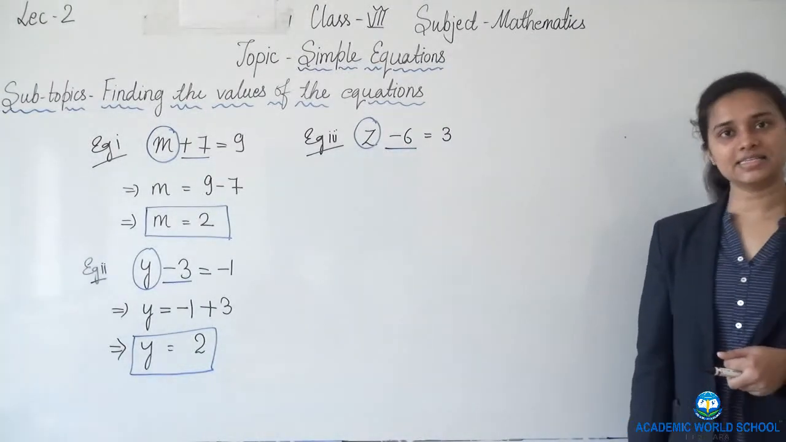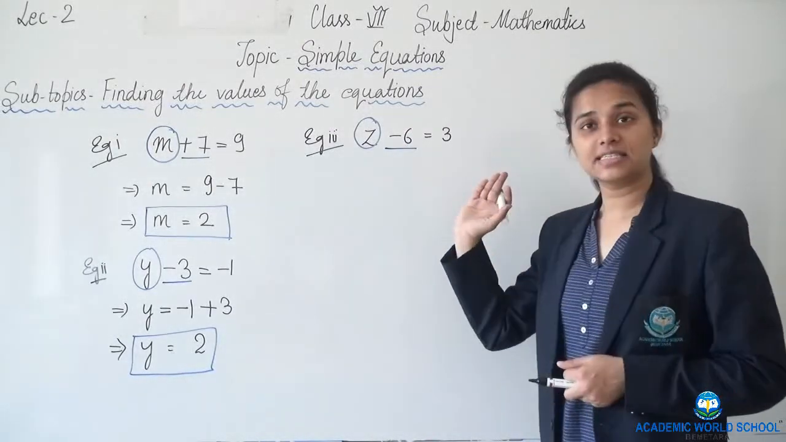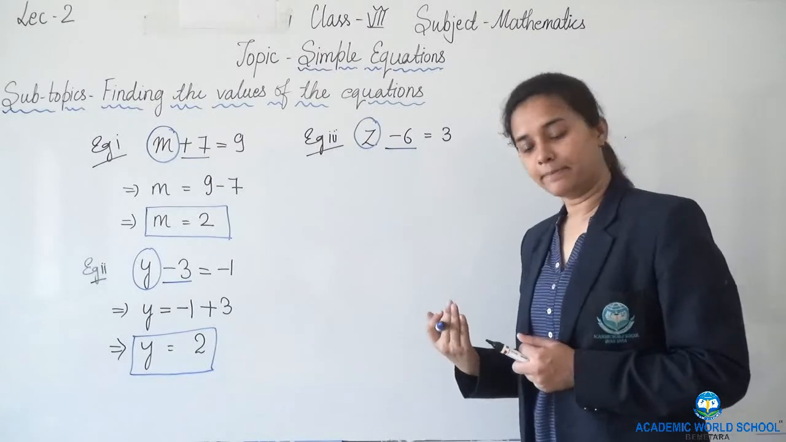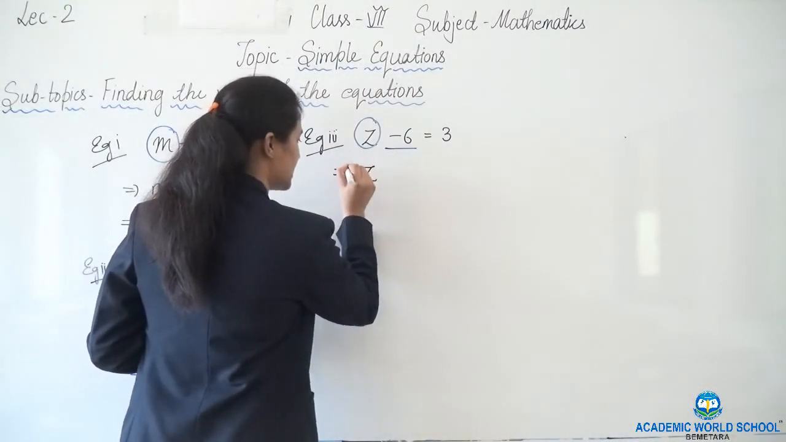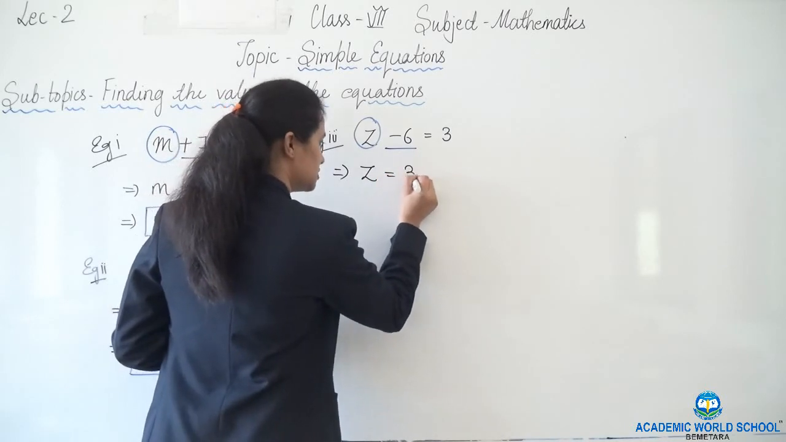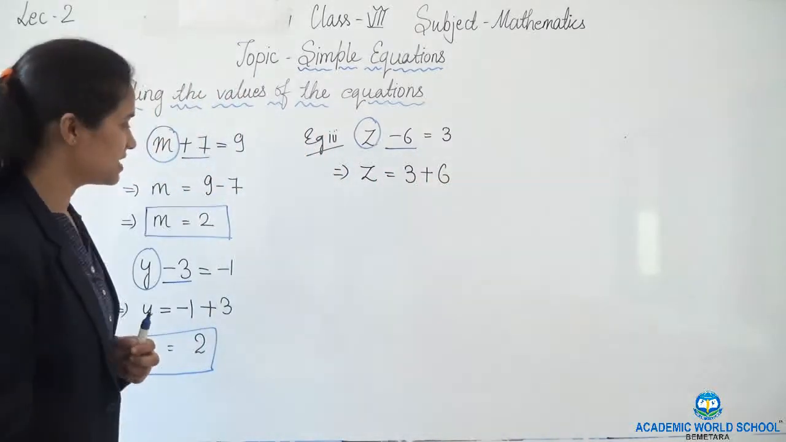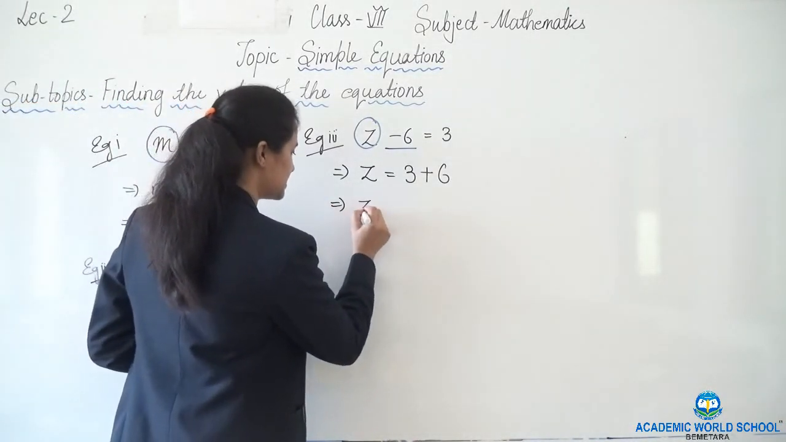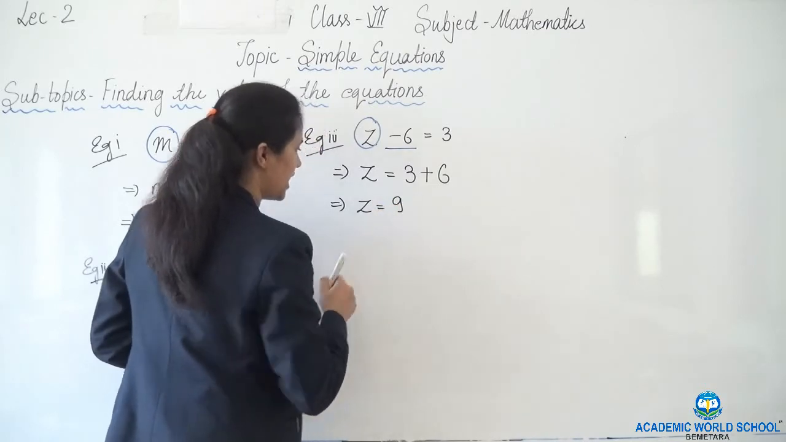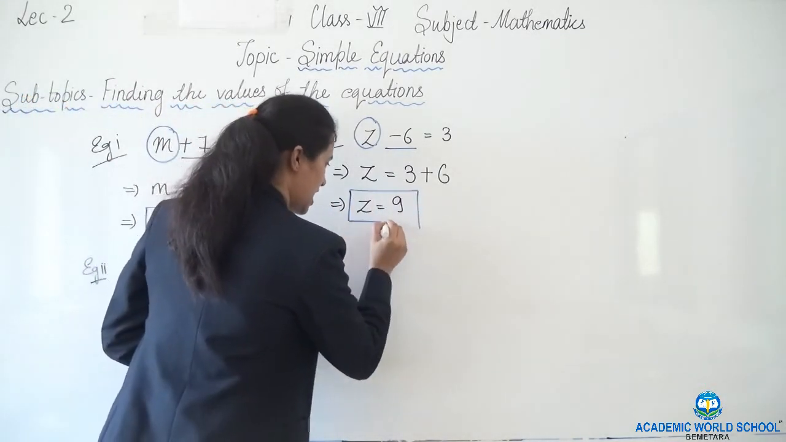Now again, as minus will change its sign, it will become plus. So here we have z equals 3 plus 6. The minus becomes plus. So our answer will be z equals 9. This is our final answer.